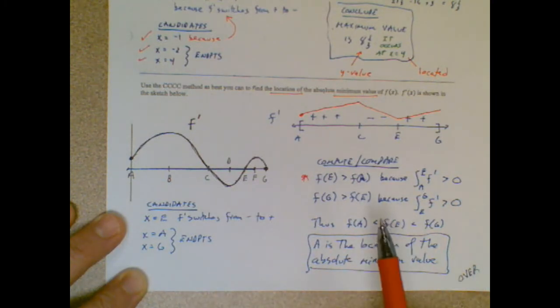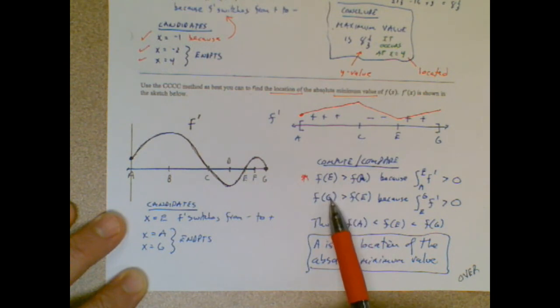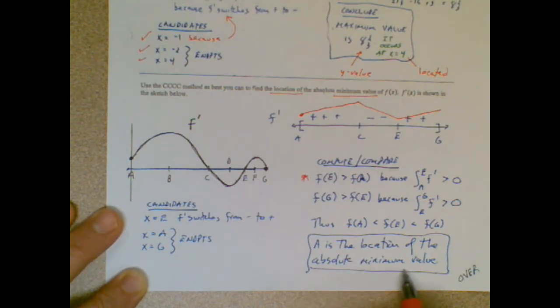Yikes, but let's think about what's happening here. Here we know that E is smaller than G. Wait, let me think. Now I gotta think, darn it. Okay, I think this is how I would think of it. E is bigger than A, but G is bigger than E. So that leaves A to be the smallest y value of these three. So A is the location of the absolute minimum value. We just don't have enough information to calculate a specific y value.